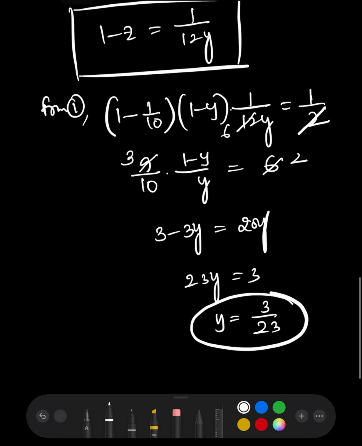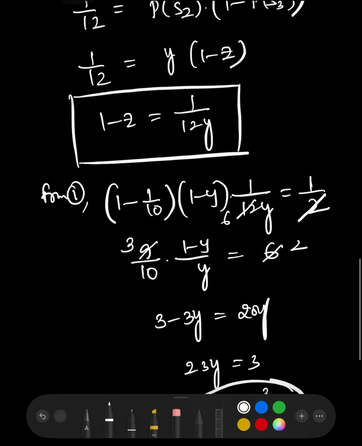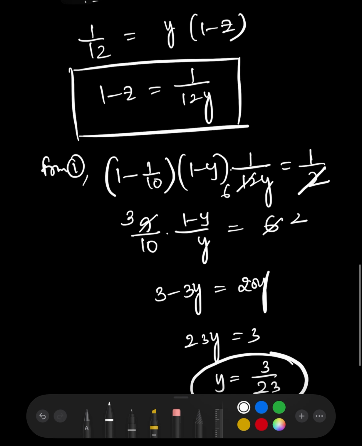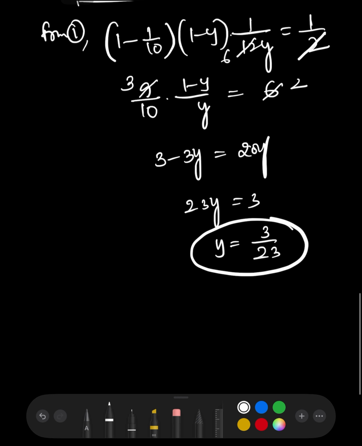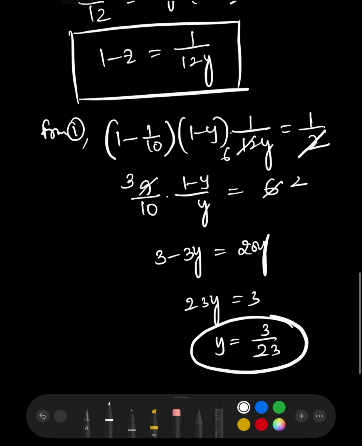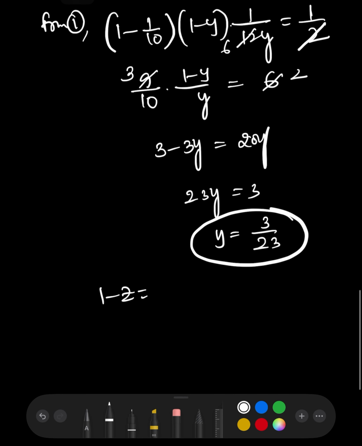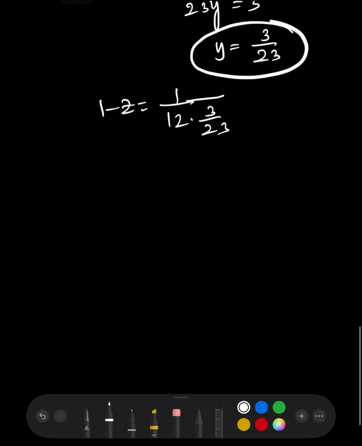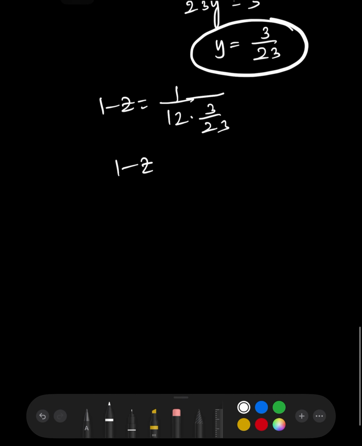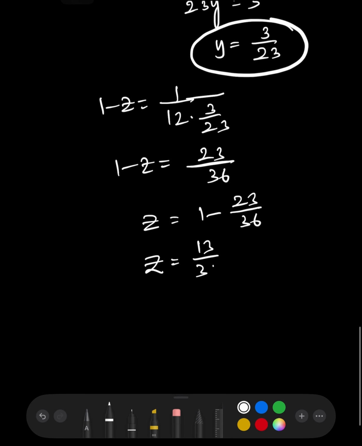Since we got the y value, we will get to know the z value also. From this, 1 minus z equals 1 by 12 into 3 by 23, so that 1 minus z equals 23 by 36. z equals 1 minus 23 by 36, so clearly z equals 13 by 36. This is the z value.